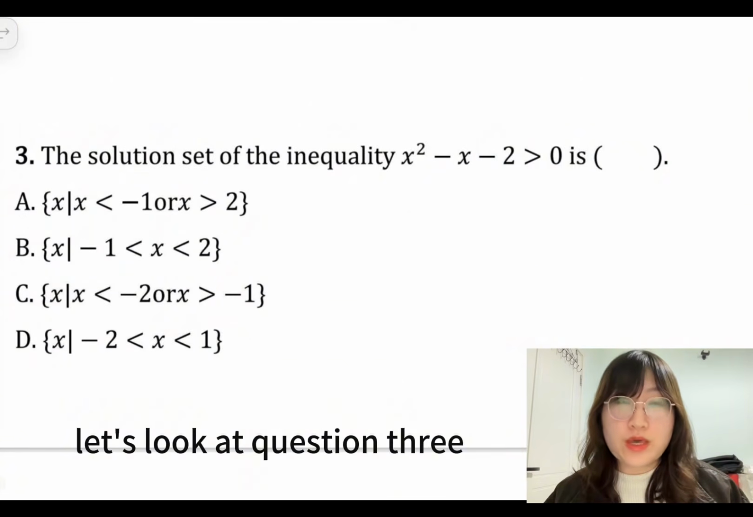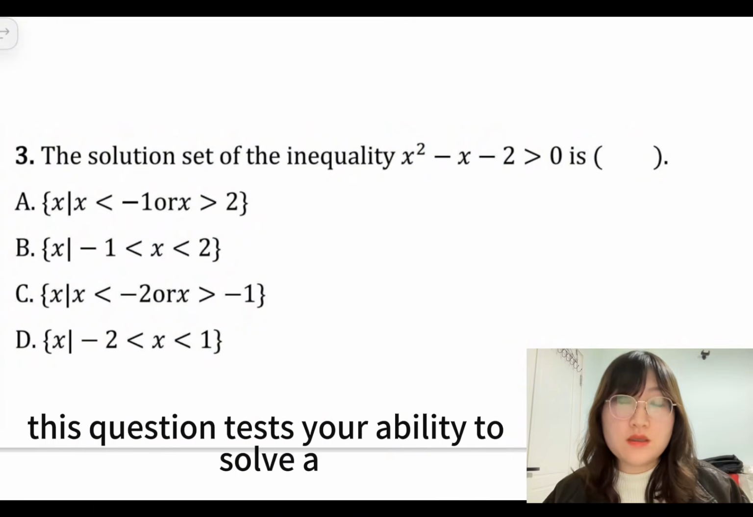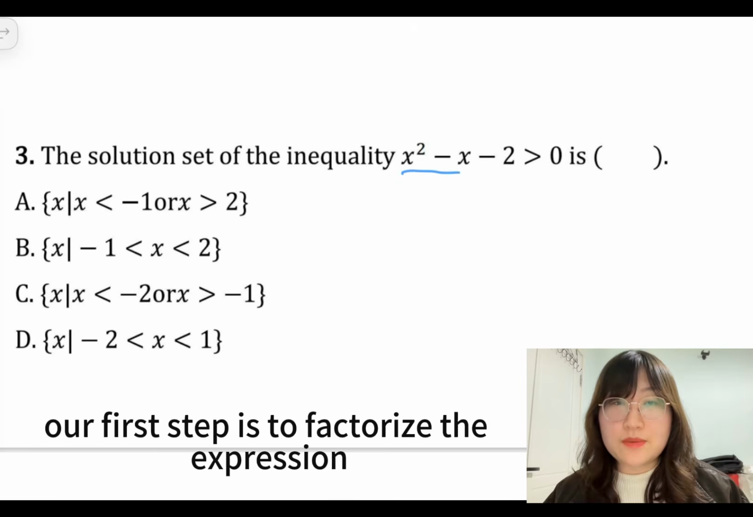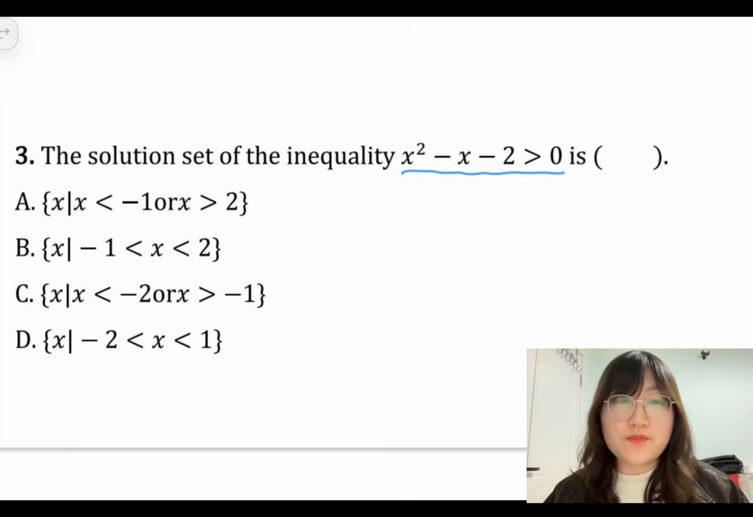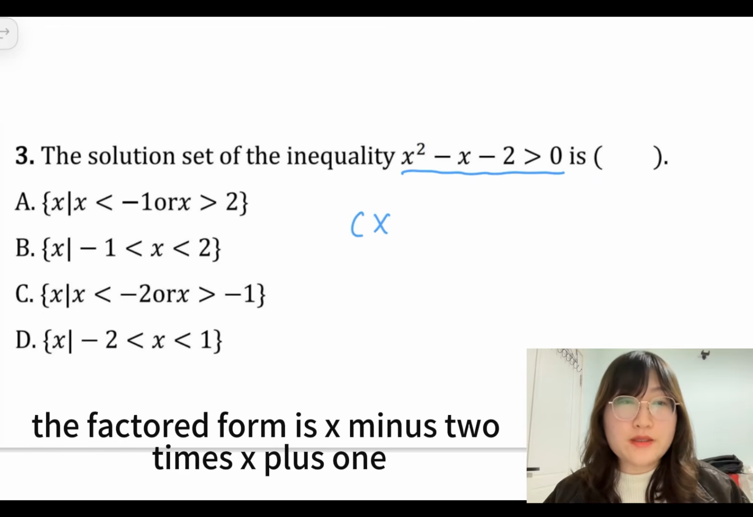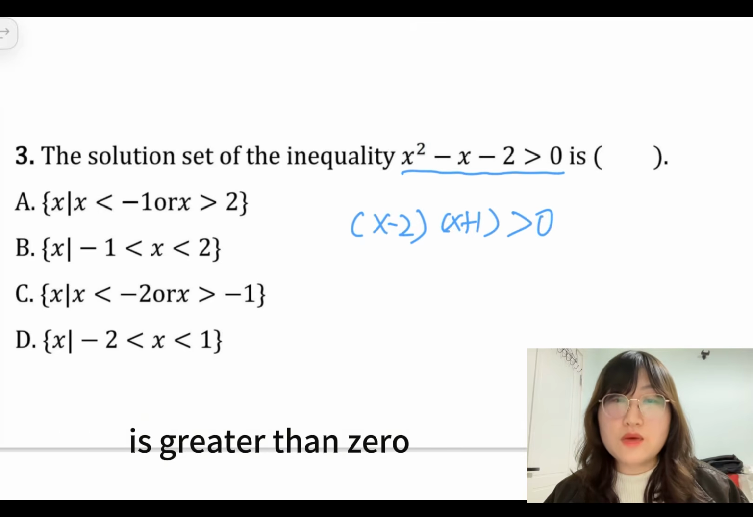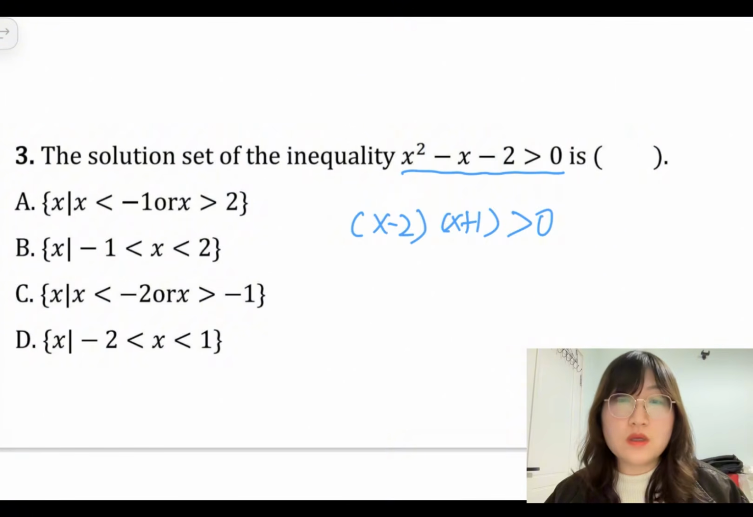Let's look at question 3. This question tests your ability to solve an inequality. To solve this, our first step is to factorize the expression. The factorized form is x minus 2 times x plus 1 is greater than 0.